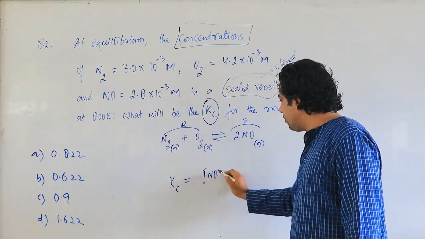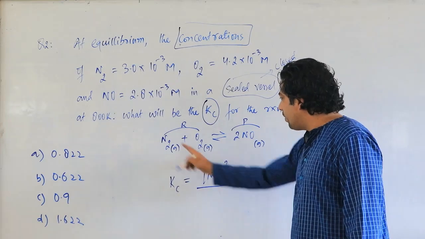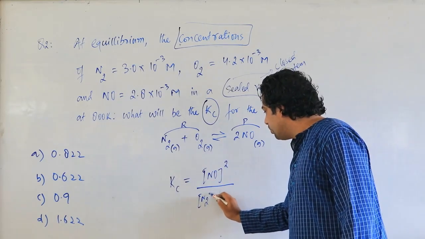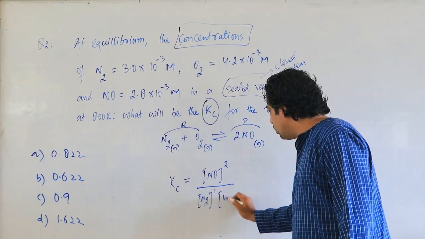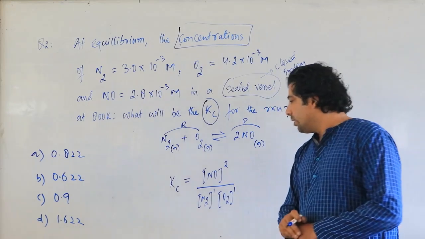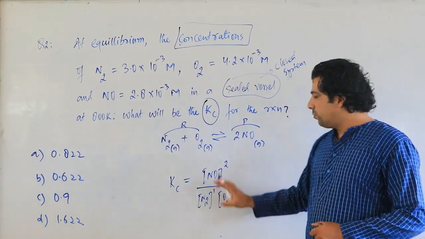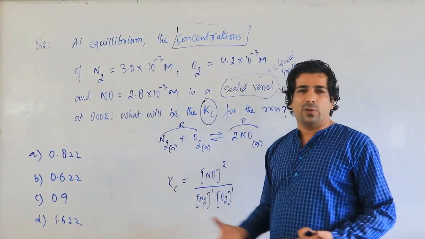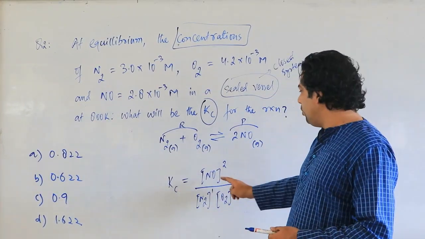What is the product here? NO raised to the power 2, divided by the reactants, N2 raised to the power 1 and O2 raised to the power 1. So this is the formula. Through this formula, I can easily find out the Kc value. Let us put the values of these things.